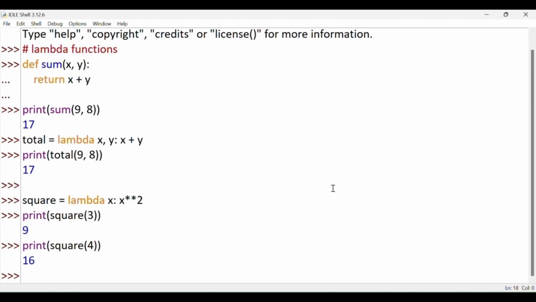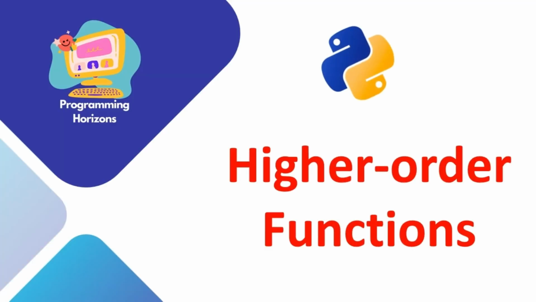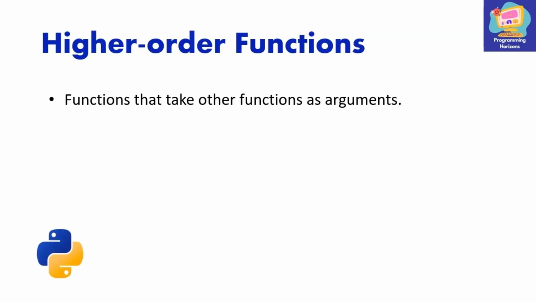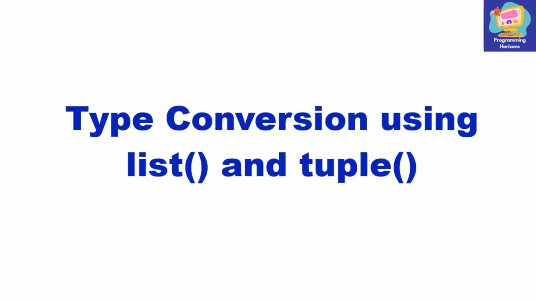Now let us understand what are higher order functions. Higher order functions are those functions that take other functions as arguments. Examples include map and filter functions. But guys, before diving into the concept of higher order functions, which include the map and filter function, I would like to introduce here an important concept of type conversion using list and tuple functions.